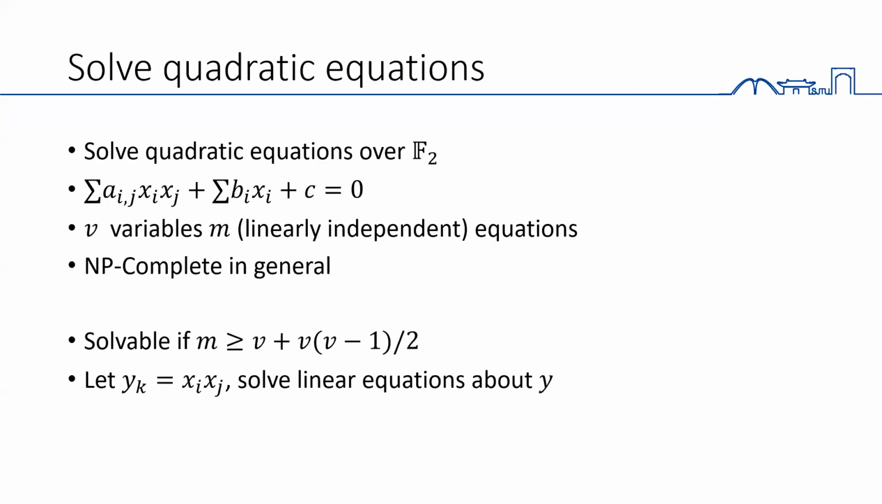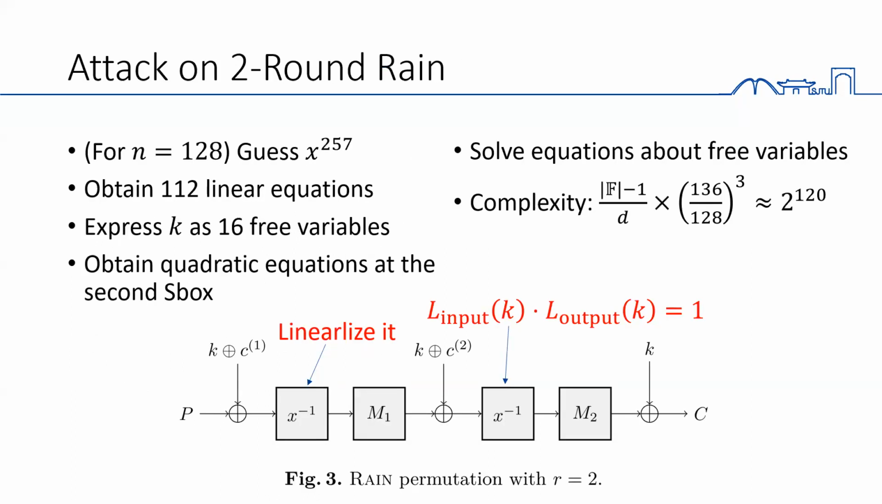So how do we solve quadratic equations? In general, this problem is NP-complete, but if we have a large number of linearly independent equations, then this system can be solved in polynomial time. This method is called the linearization method. For each quadratic term, we introduce a new variable y, and we replace those quadratic terms with the new variable. Finally, we solve the linear equations of y. Okay, so we can solve two rounds.